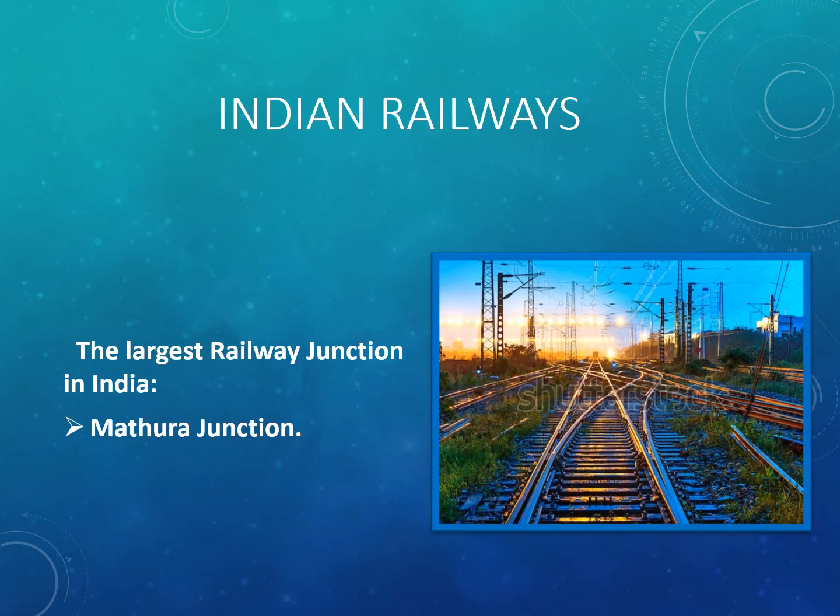This is the largest railway junction in India, the Mathura Junction. It has as many as 7 routes emerging from this station. Mathura Junction also has 10 platforms with connectivity to all major cities of India.